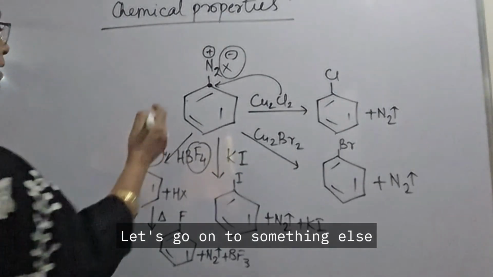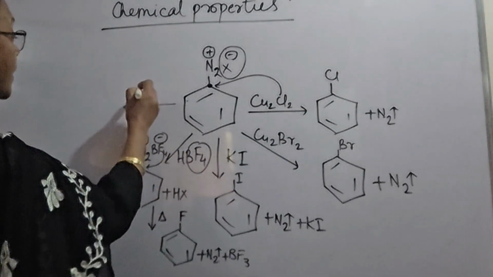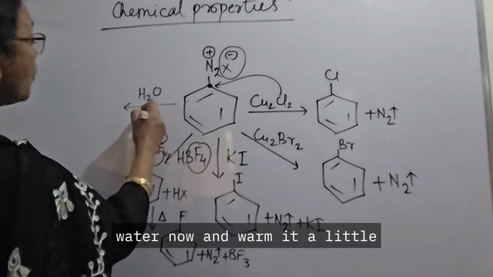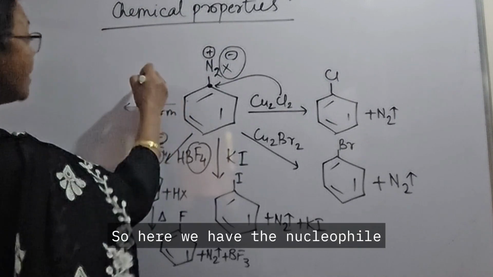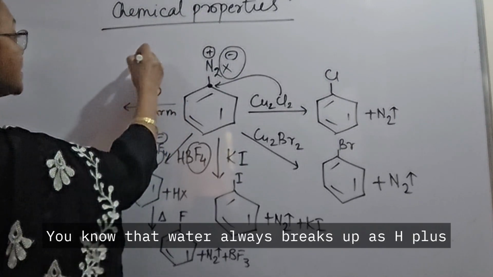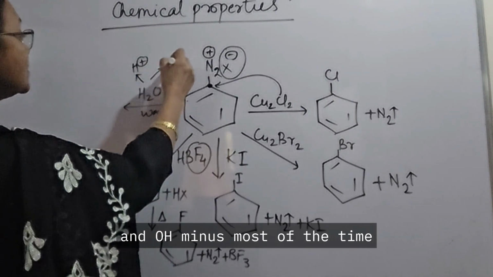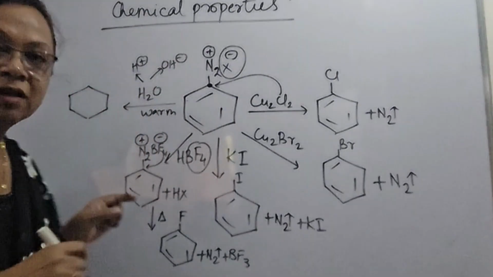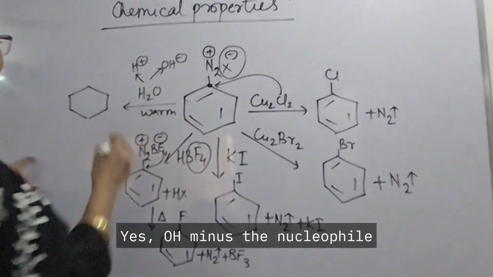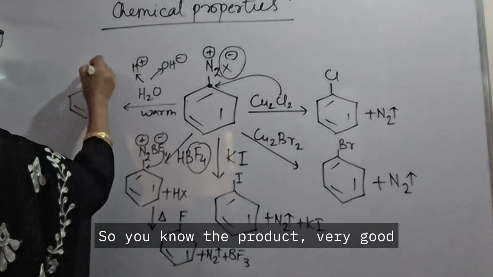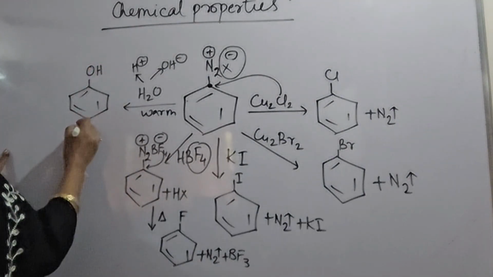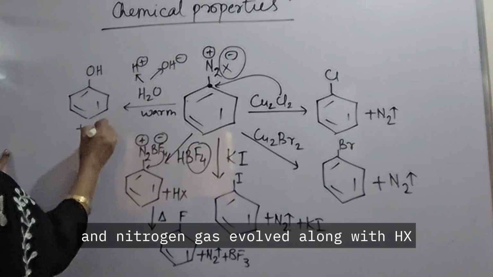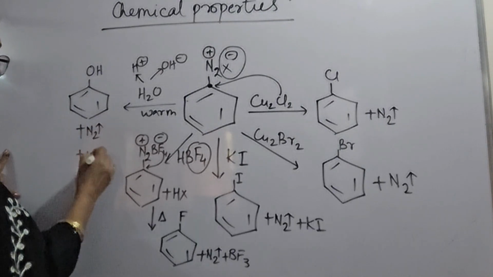Let's go on to something else. Let us put water now and warm it a little. So here we have the nucleophile. You know that water always breaks up as H+ and OH- most of the time. So naturally you see the nucleophile, do you? Yes, OH-, the nucleophile. So you know the product, very good. So you get phenol and nitrogen gas evolved along with HX.